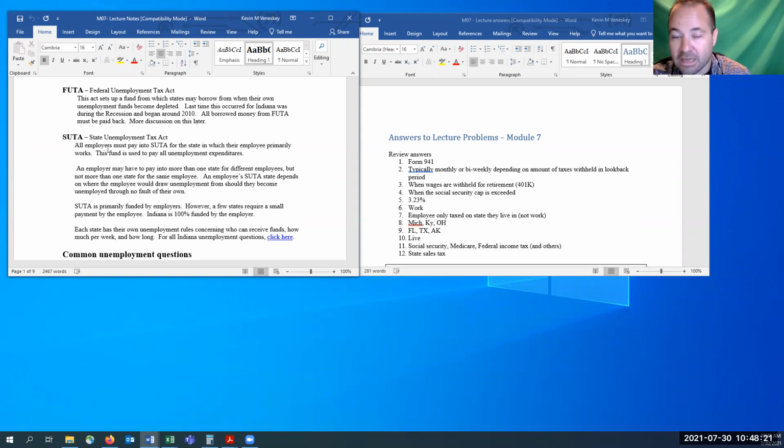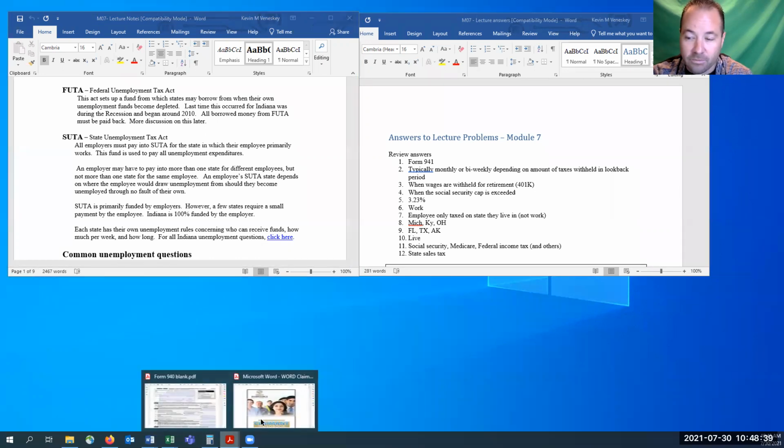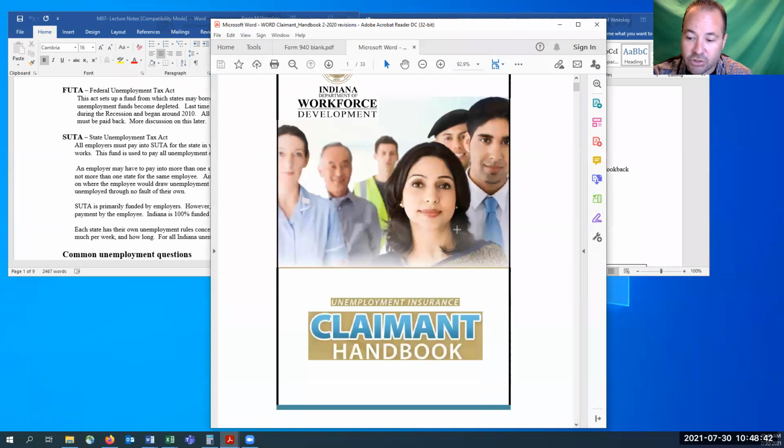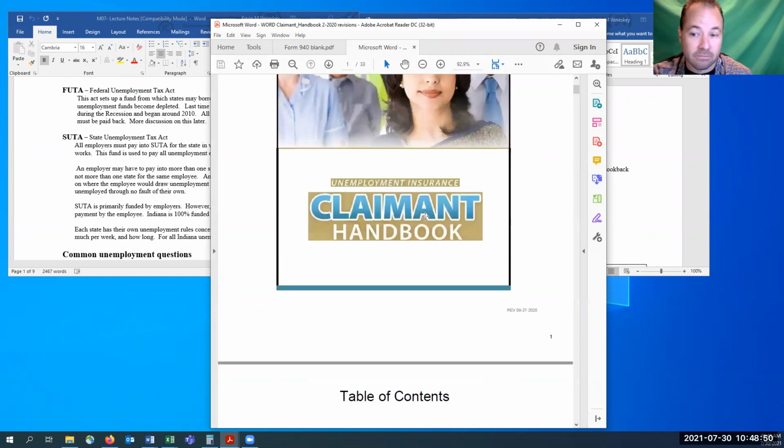And we're going to get into some of the Indiana rules here in just a little bit. Just note that every state is a little different in how they handle unemployment benefits, what they require. But we're going to focus on Indiana. For all unemployment items, if you click here, this is what you would get. This is your unemployment claimant handbook, and it's going to give you pretty much everything you need to know if you ever need to take out unemployment.